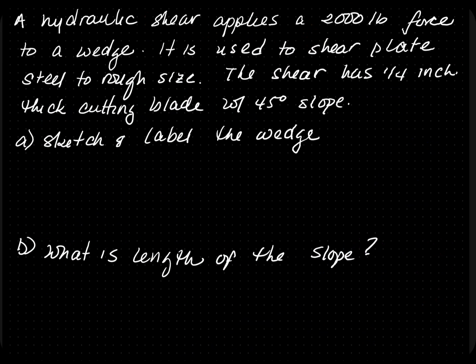A hydraulic shear applies a 2,000-pound force to a wedge. It is used to shear plate steel to a rough size. The shear has a 1/4 inch thick cutting blade with a 45-degree slope. Sketch and label the wedge. So the shear looks something like this.